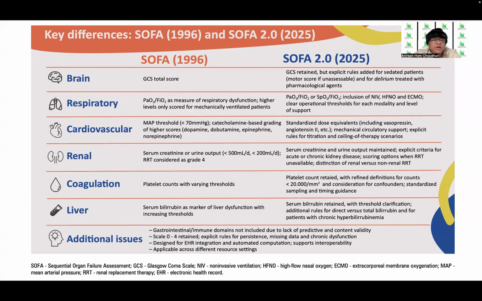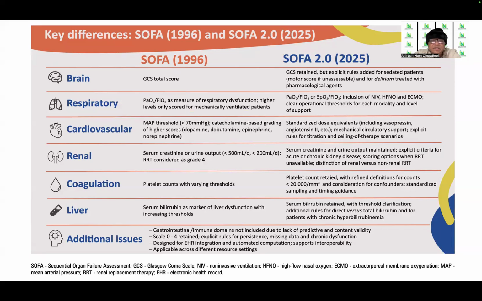In the respiratory system, the PF ratio as a measure of respiratory dysfunction was used in the original SOFA, with higher levels only scored for mechanically ventilated patients, whereas in SOFA 2, either PF or SF, that is SpO2 by FiO2, is there, and inclusion of NIV, HFNO, and ECMO. So clear operational thresholds for each modality and level of support have been guaranteed. So this is again one advancement over the original SOFA of 1996.